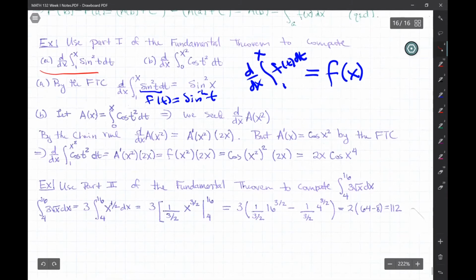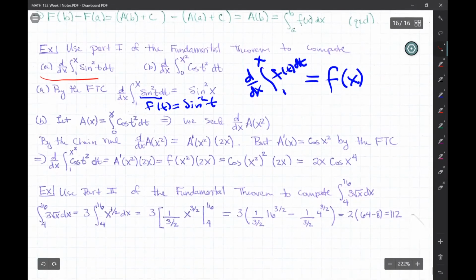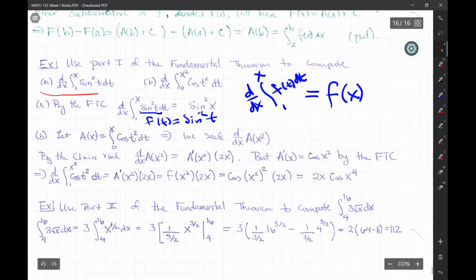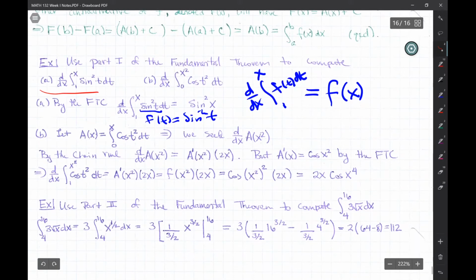Well, what about part B? So this time it's a little trickier because you have an x squared up there. You don't just have an x. Still, what we're going to do is define the area function in this example as starting from 0 and integrating up to x. That's the traditional way to define the area function, starting with left endpoint 0. And what we seek is not the derivative of the area function with respect to x, but the derivative of the area function with x squared inside. Why is that the case?